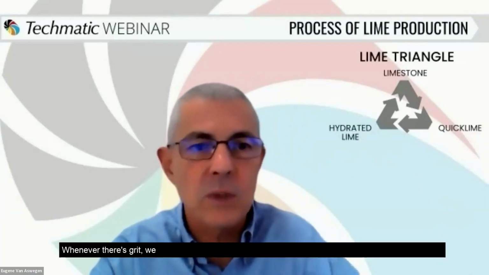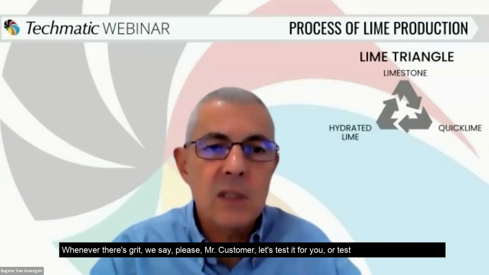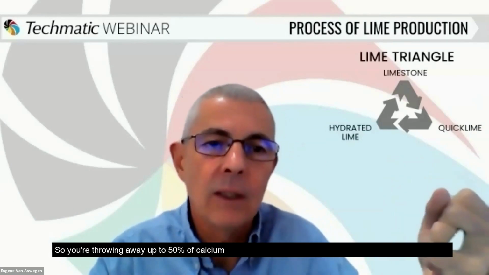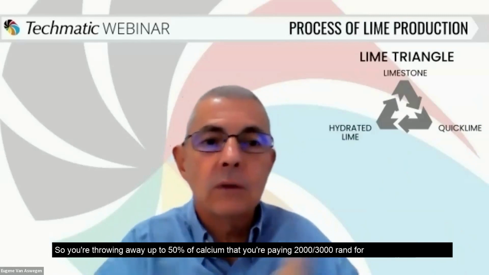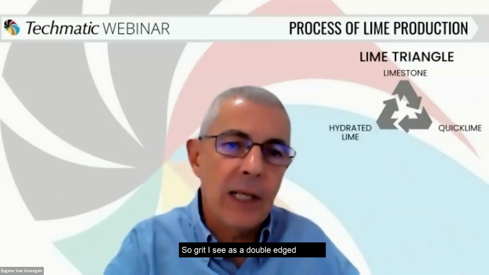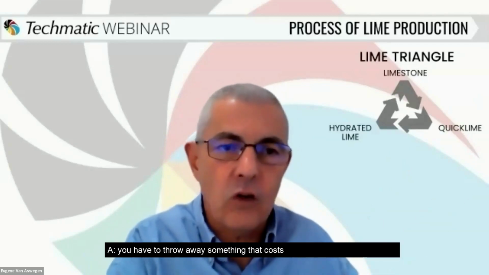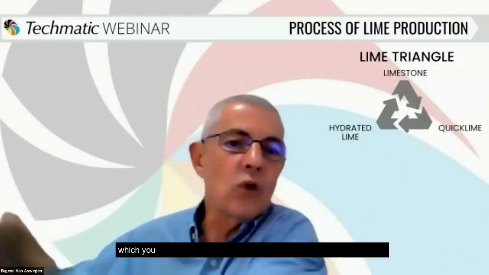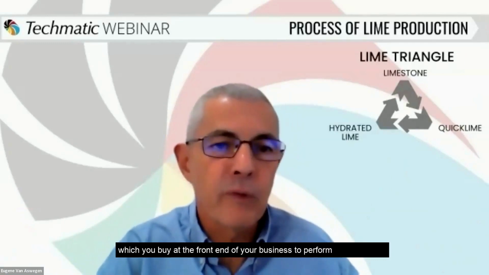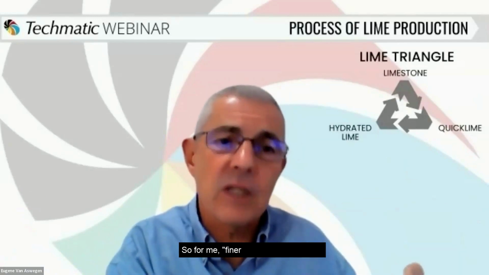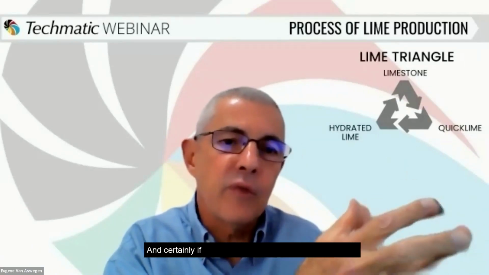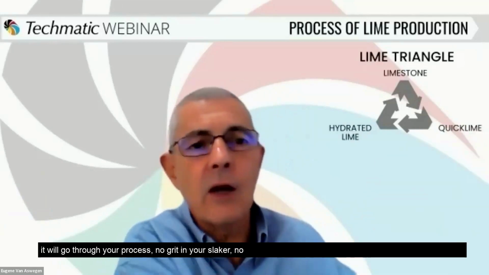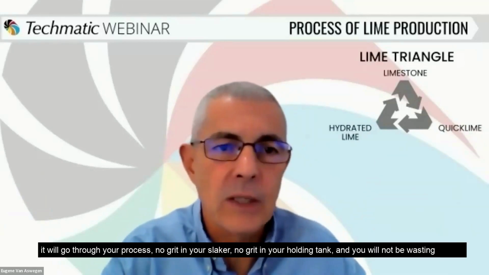We test it. Whenever there's grit, we say, please, Mr. Customer, let's test it for you, or test it in your own laboratory. So you're throwing away up to 50% of calcium that you're paying 2,000 or 3,000 Rand for delivered to your plant. So I see grit as a double-edged sword. A, you have to throw away something, and it costs money to remove it. And two, you're throwing away something that has available calcium, which you buy at the front end of your business to perform a certain task. So for me, finer is better is my motto. And certainly, if you can process it, to Karsten's point, it will go through your process, no grit in your slaker, no grit in your holding tank, and you will not be wasting money. Thank you very much.